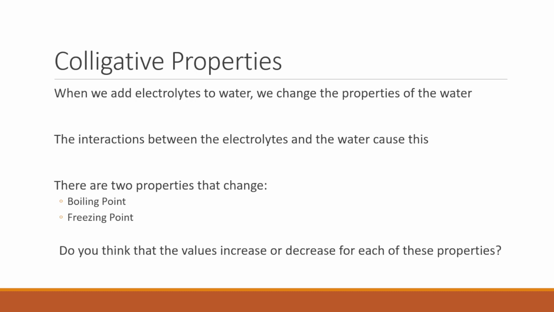Today we are going to wrap up our discussion on ions in solution by looking at colligative properties. Colligative properties are the properties of water that are changed when ions are present, when dissolved substances are present. Right? Regular water has a boiling point of 100 degrees Celsius. Salt water has a different boiling point. Sugar water has a different boiling point. Right? And that's because of the presence of those dissolved substances.